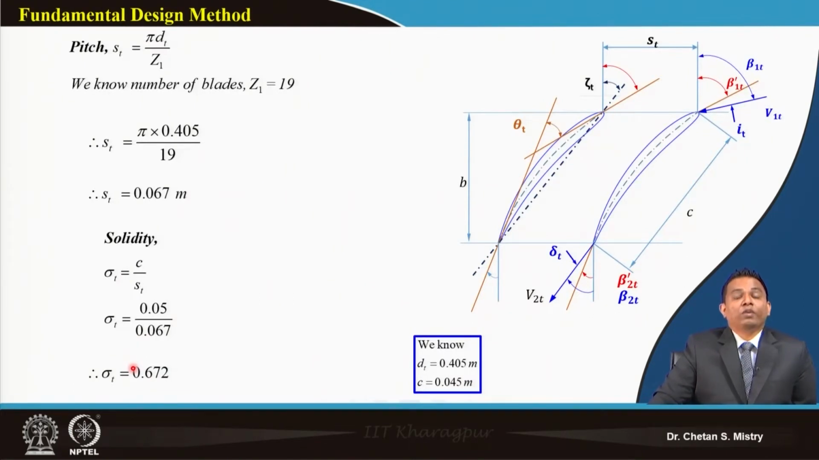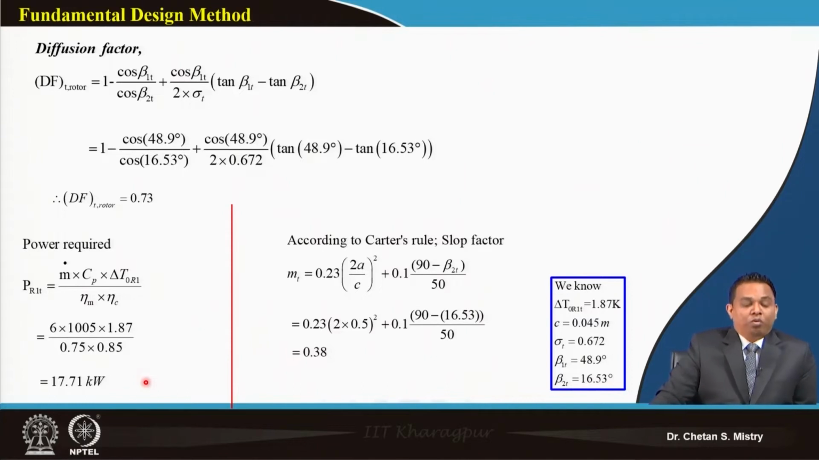Now we need to calculate our diffusion factor at the tip station. So we will calculate our pitch and our solidity. Pitch we calculate based on pi d by z. Here my number of blades we are assuming to be 19. That gives me my pitch as 0.067 meter, and if we put our chord as 0.045, that gives me my solidity as 0.67. Now my diffusion factor at the tip, if we calculate, is coming 0.73.